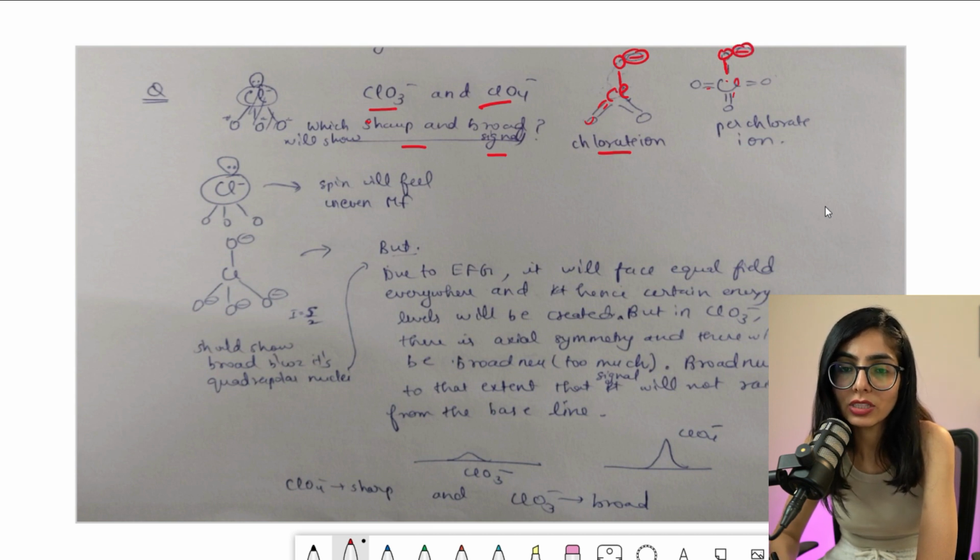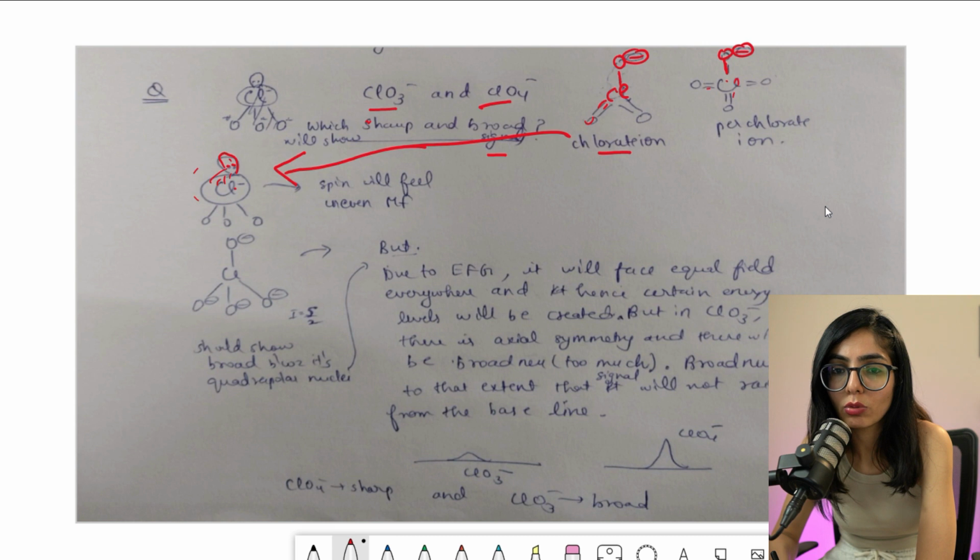In this one, in chlorate ion, spin will feel uneven magnetic field. Fine. Spin will feel uneven magnetic field. So what will happen is that it is a quadrupolar nucleus. It is I greater than half, that is 5 by 2, I guess. So what will happen? Spin will feel uneven magnetic field over here, and it will give us broad signal.